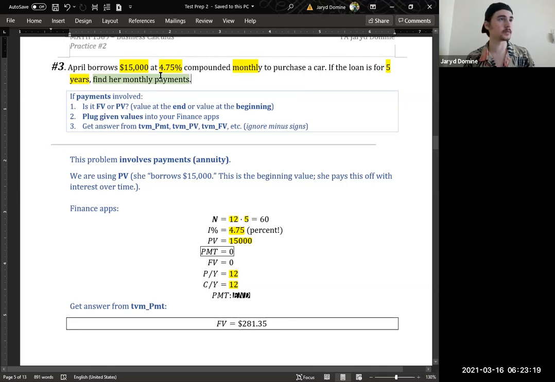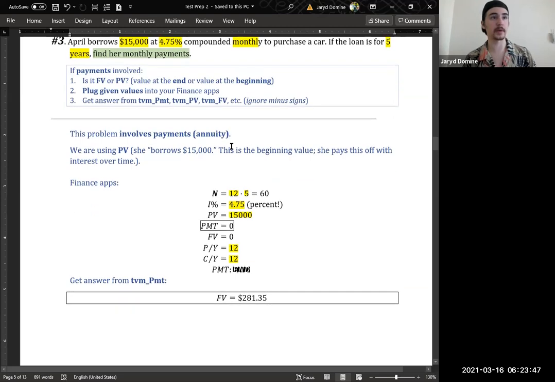Okay, so first step, is it future value or present value? She's borrowing $15,000 to purchase a car. So the people that are selling her the car, they want $15,000 up front. That's the present value, the price tag. So she's taking a loan out for that amount. This is PV. There are payments involved, of course, so this is an annuity problem. I'm going to use the calculator again.